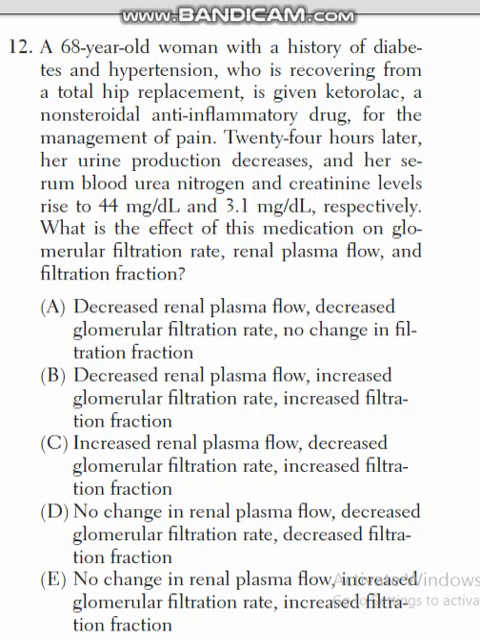A 68-year-old woman with a history of diabetes and hypertension who is recovering from a total hip replacement is given ketorolac, a non-steroidal anti-inflammatory drug, for the management of the pain. 24 hours later, her urine production decreases and her serum blood urea nitrogen and creatinine levels rise to 44 mg per deciliter and 3.5 mg per deciliter respectively. What is the effect of this medication on the glomerular filtration rate, renal plasma flow and filtration fraction?